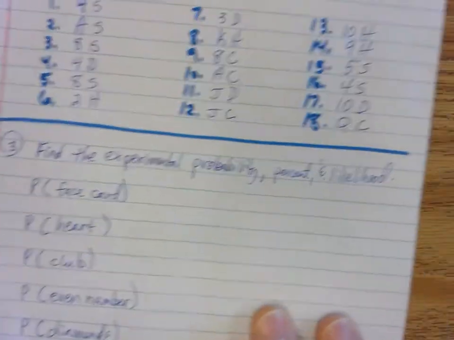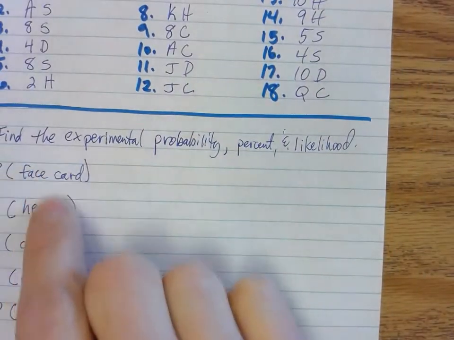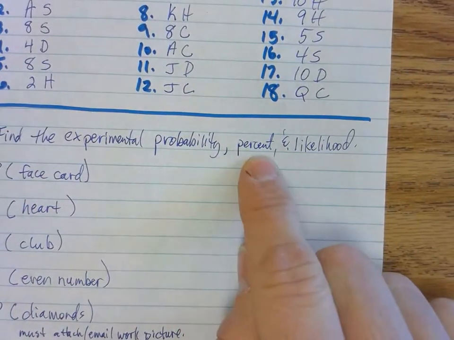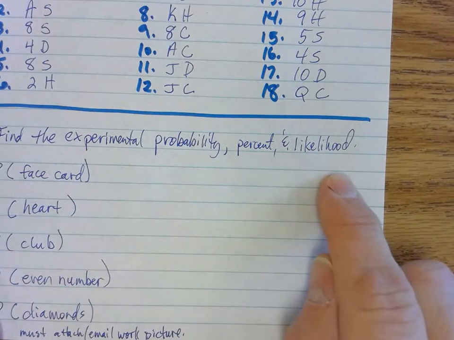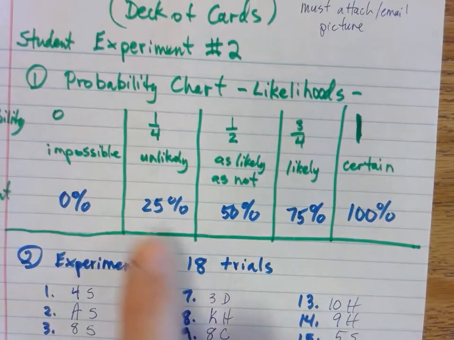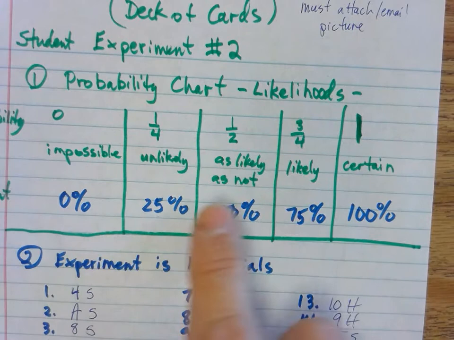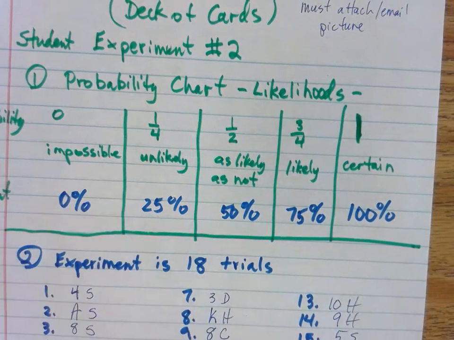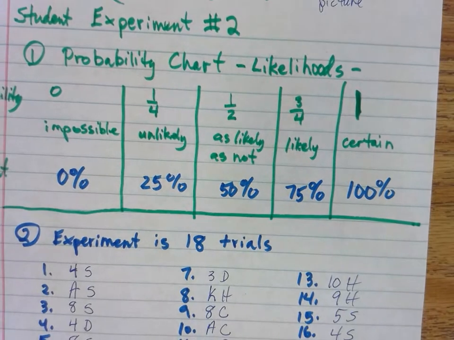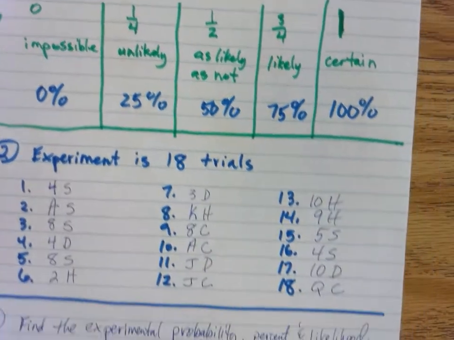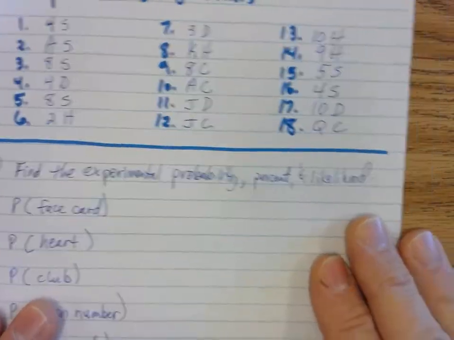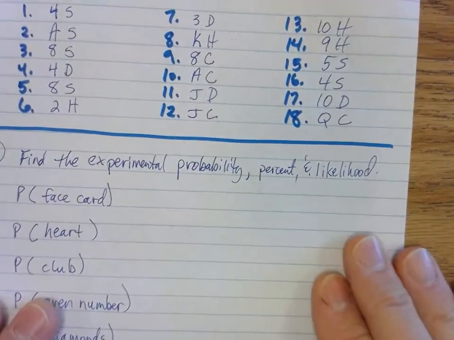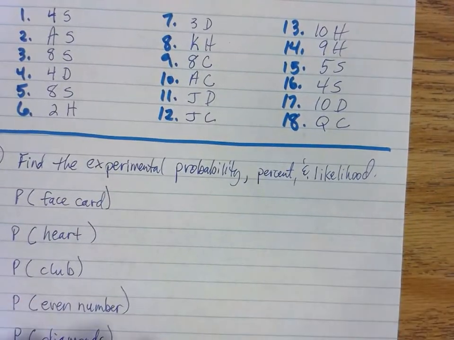Okay, now we're going to find some probabilities. We're going to turn them into percentages, and then we're also going to go back up to the likelihood chart and decide which one of these words would be the one closest to it. Would it be impossible, unlikely, as likely as not, likely or certain? I'm going to do a couple of these with you, and hopefully that'll have you going in the right direction. So let's do our face cards.